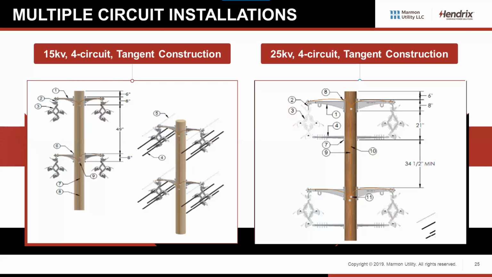This is a dimension drawing that gives you a little bit of an idea of how much space on the pole it takes up and the clearance requirements. On the left, we've got a 15 kV circuit. On the right, we list that as a 25 kV circuit, but these same spacers are actually good all the way up to 46 kV. So the same dimensions would apply. It's not too much to say you could probably get 4 circuits at 25 kV or even 35 kV on a 45-foot pole without too much trouble.